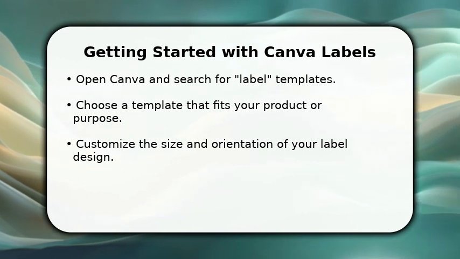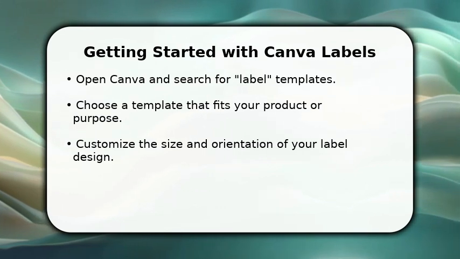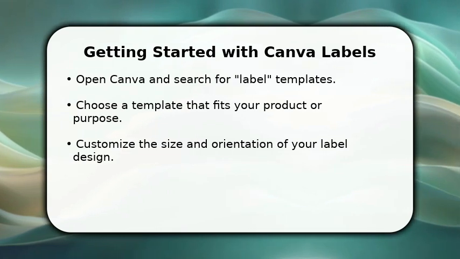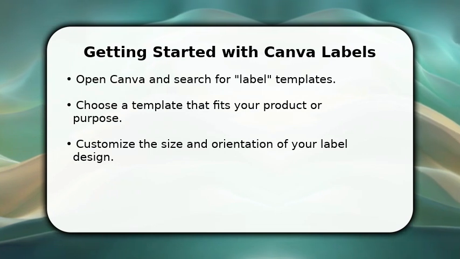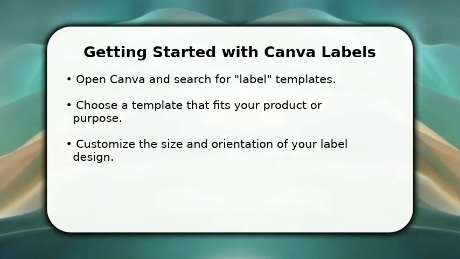Select a template that aligns with your vision or start with a blank canvas. Remember to adjust the dimensions to your exact needs, perhaps a 2-inch by 3-inch rectangle, ensuring it perfectly fits your container or packaging. This initial step sets the foundation for a professional-looking label.